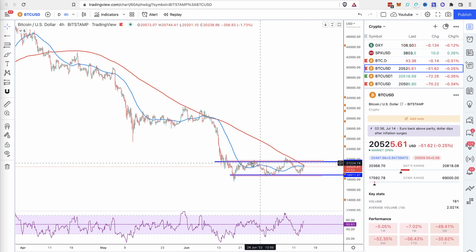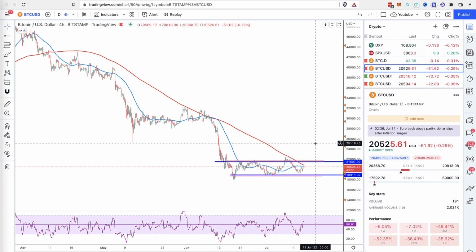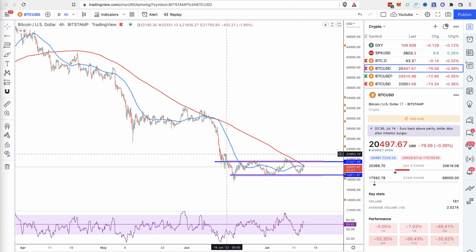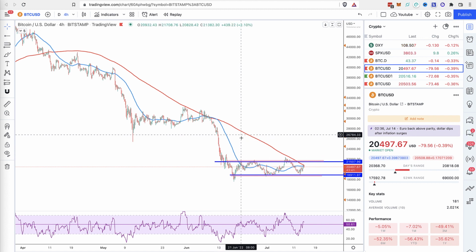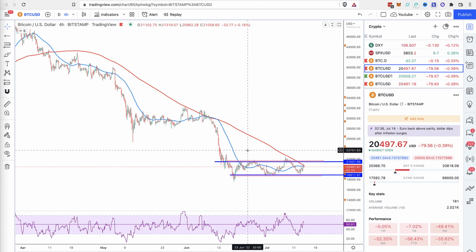Of course, we have to get above the top of the range, also flip that, and then we can start moving higher, potentially somewhere to, let's take out 23,000-ish first, which is basically these highs over here. Then we've got some fair value gaps. We've got the golden pocket somewhere between 25 and 27,000 if we can break that 23 level. So that is still a possibility, but again, we have to wait and see.